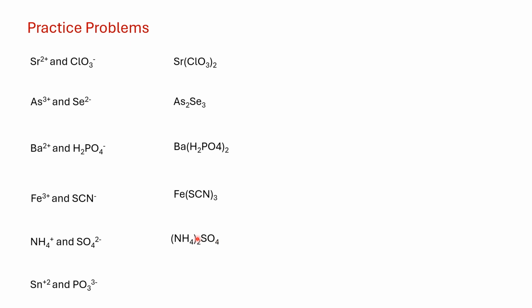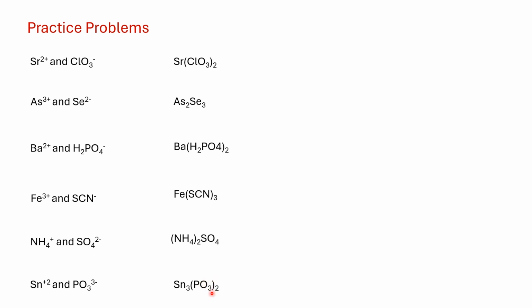The last one is tin 2 plus joined with phosphite. So 2 goes with phosphite, which means 2 phosphite groups should be in the compound. This number 3 goes with tin. There are 3 tin atoms in the compound. So the formula should be Sn3(PO3)2. So 3 tin combined with 2 phosphites.